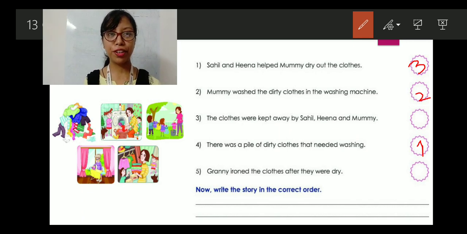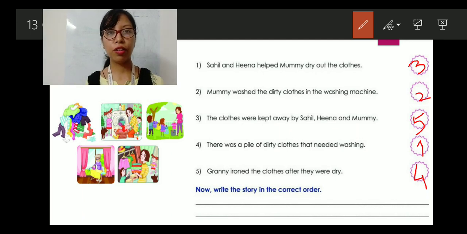Then the fourth picture shows us a granny, right? So what is the fifth sentence saying? Granny ironed the clothes after they were dry. So this will be number 4. And the last one says that the clothes were kept away by Sahil, Hina and mummy. So the kids helped the mummy to keep the clothes in the wardrobe. So that will be number 5.